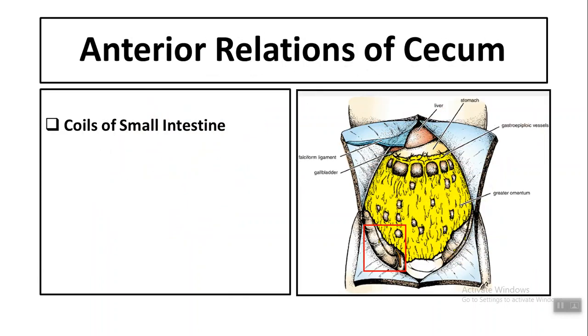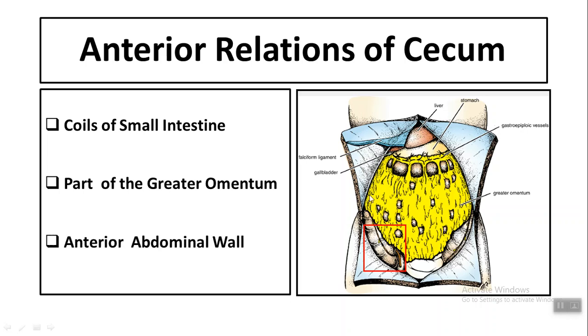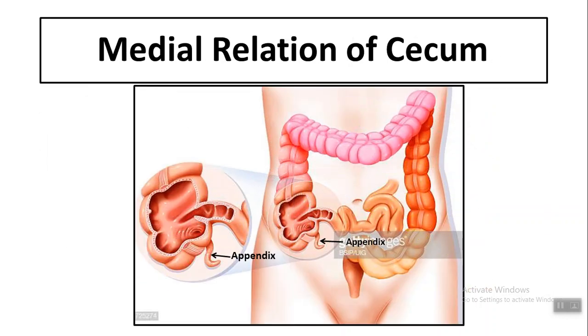What are the anterior relations of the cecum? Anteriorly are the coils of the small intestine, part of the greater omentum that is in yellow color, and the anterior abdominal wall. These are the anterior relations of the cecum. The important medial relation of the cecum is the presence of the appendix.